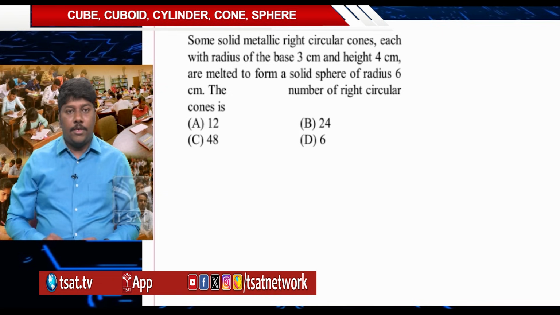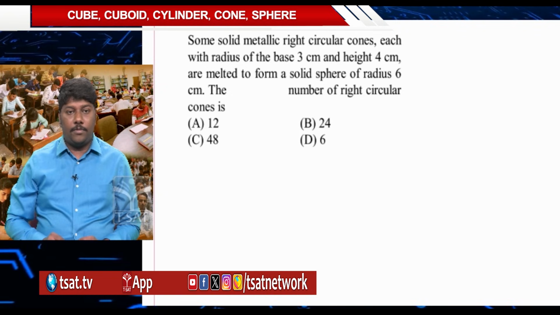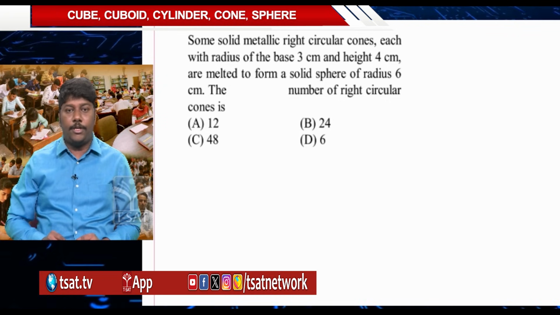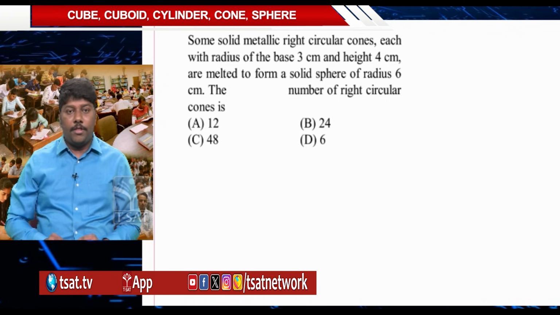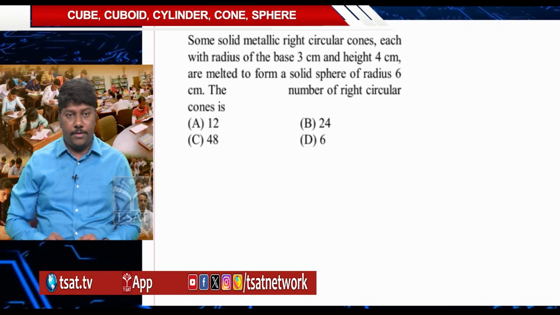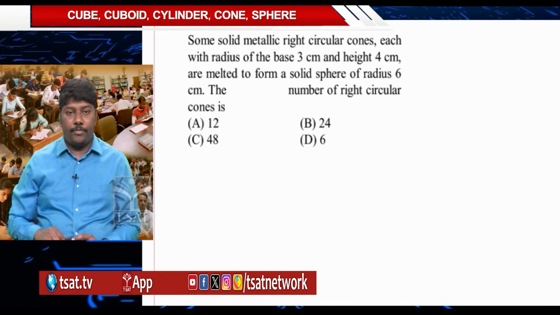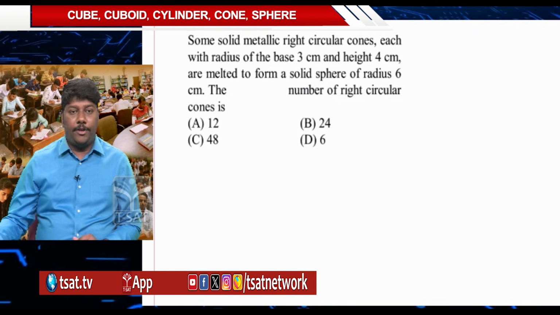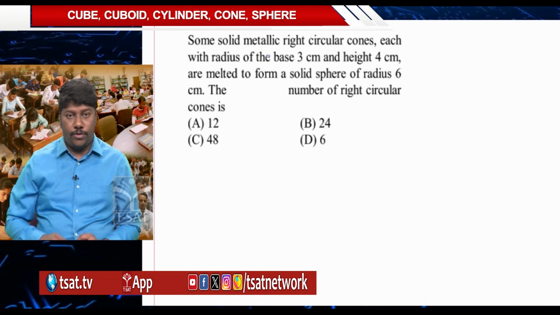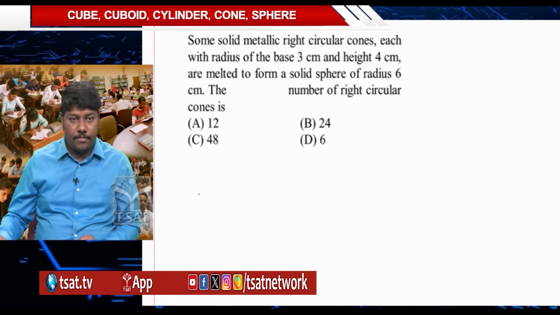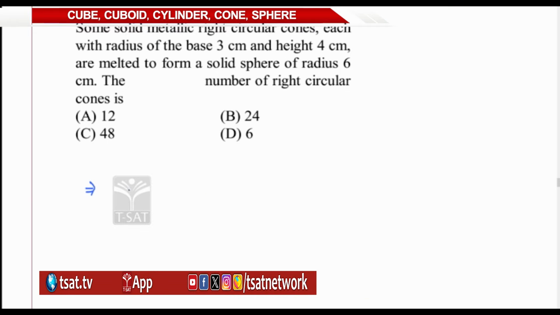Look at this question. Some solid metallic right circular cones, each with radius of base 3 cm and height 4 cm, are melted to form a solid sphere of radius 6 cm. The number of right circular cones is asked. So you are melting solid metallic right circular cones and forming a sphere. He is asking you the number of right circular cones. Let us say n into the volume of a cone, which is 1/3 of pi r square h.